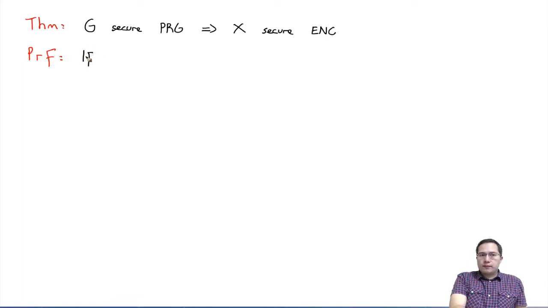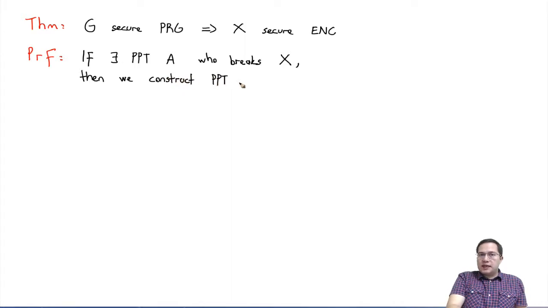So if there exists some PPT adversary A who breaks the scheme X, so remember, breaking scheme X would mean winning this game with 1/2 plus non-negligible probability. Then we are going to construct, remember this is a constructive proof, another PPT adversary, B. Now what is that B going to break? B is going to break G.